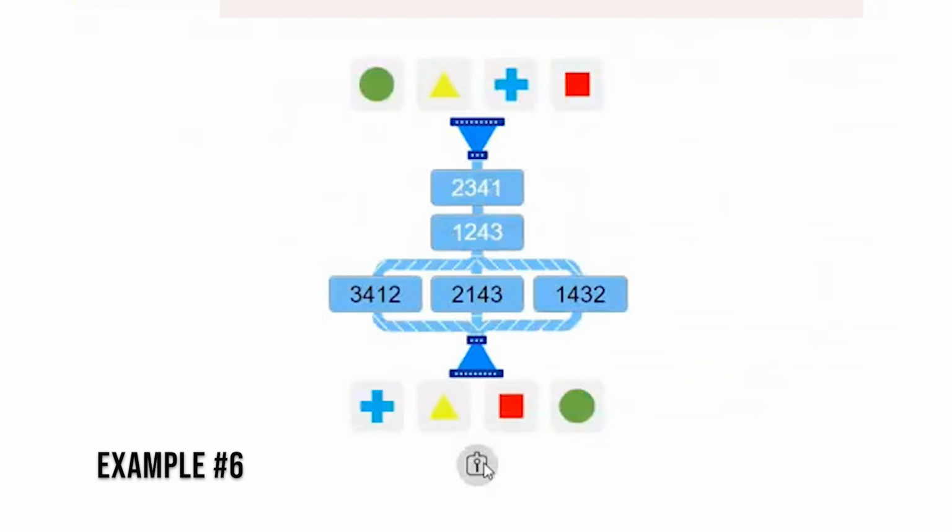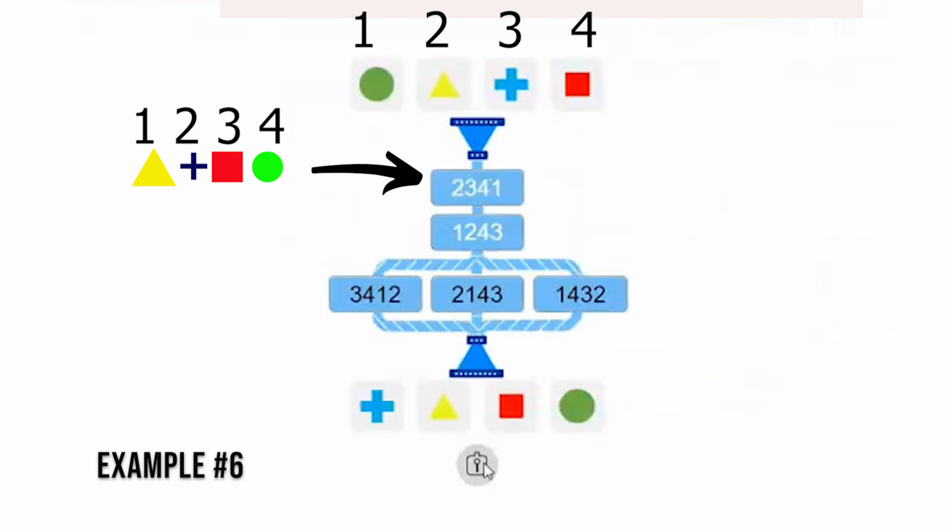In this one, we'll start by assigning numbers to the first row. Circle gets 1, triangle 2, plus 3, and 4 for square. Then we rearrange the symbols based on the first branch, which is 2, 3, 4, 1. So triangle, plus, square, circle. And then we assign them new numbers in the numeric order.